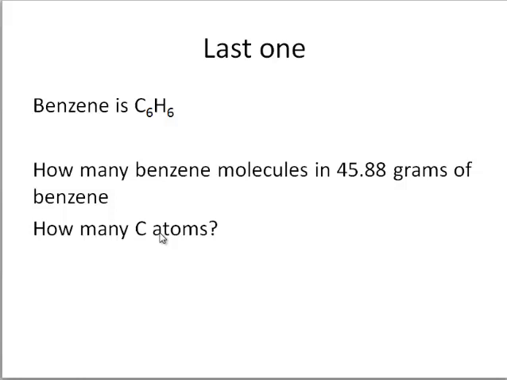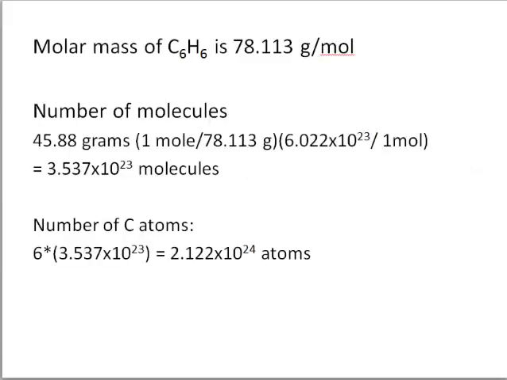Let me give you a hint before you attempt the problem. The first thing to do is to convert the grams of benzene to the moles. The molar mass of this compound is 78.113 grams per mole. To find the number of moles, we start with the number of grams, multiply by a conversion factor with grams per mole. All right, so this times this is moles of benzene.